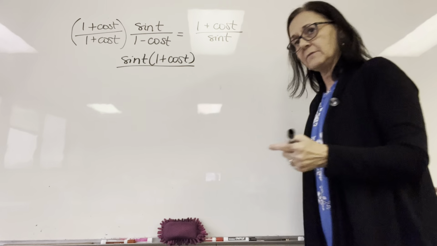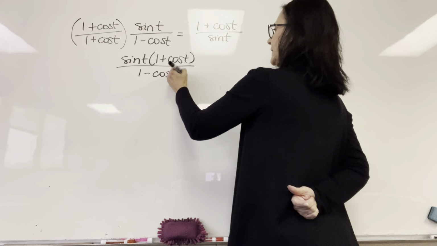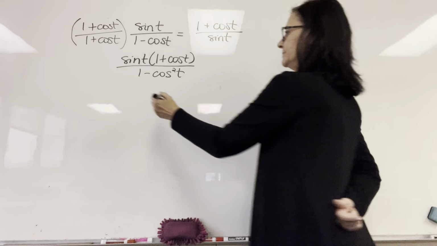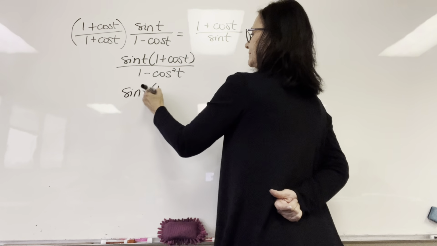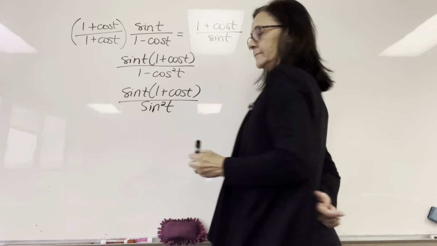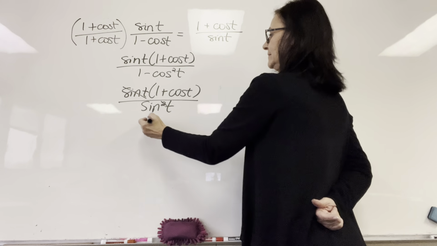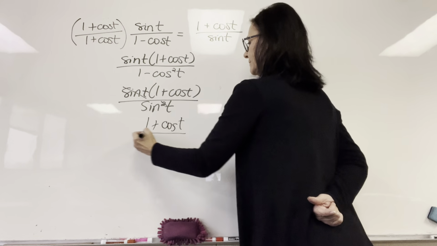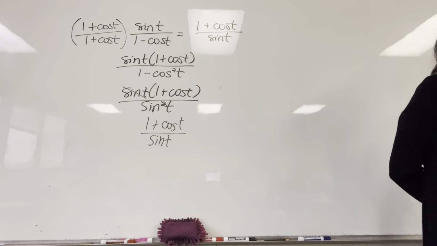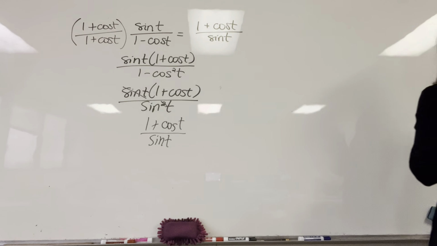What's 1 plus cosine t times 1 minus cosine t? 1 minus cosine t squared. Yes. That's sine squared. You can cancel one of the sines out, so that equals, and it does equal what is on the other side. That pattern holds true every time.